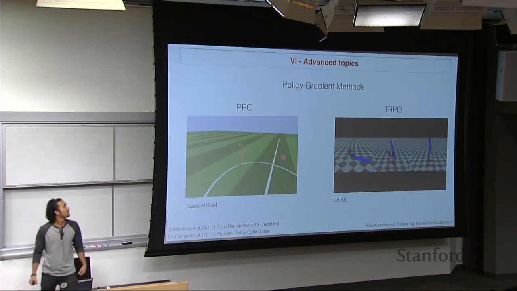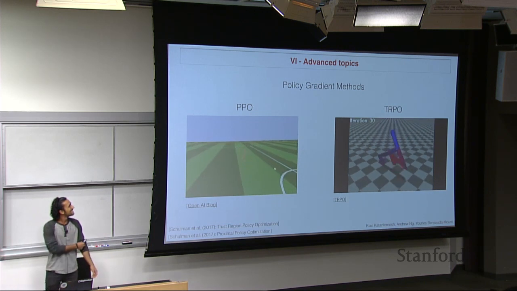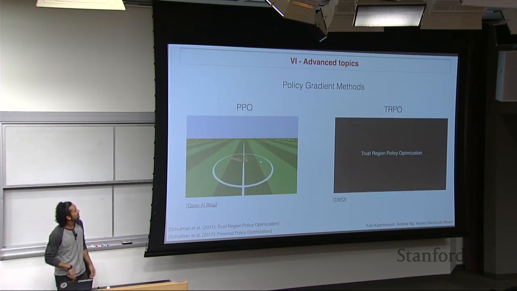OK, great. So policy gradient algorithm. OK, what I can do is that I stop this from here.